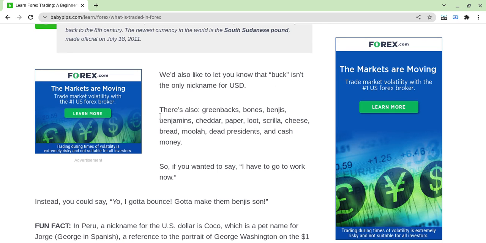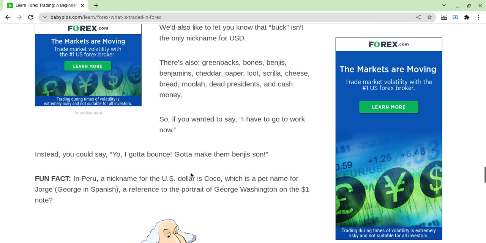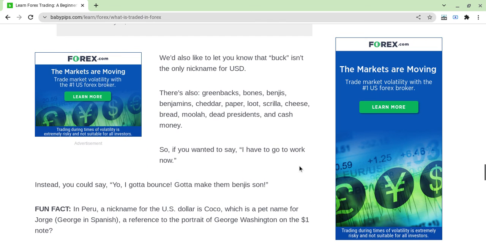We also like to let you know that buck isn't the only nickname for the US dollar. You guys have heard some of these: greenbacks, bones, Benjis, Benjamins, cheddar, paper, loot, skrilla, cheese, bread, moolah, dead presidents. My kids laugh at that one for some reason. And cash money. So if you wanted to say I have to go to work now, instead you could say, yo, I gotta bounce. Gotta make them Benjis, son. I thought I was gonna say something else. My bad.